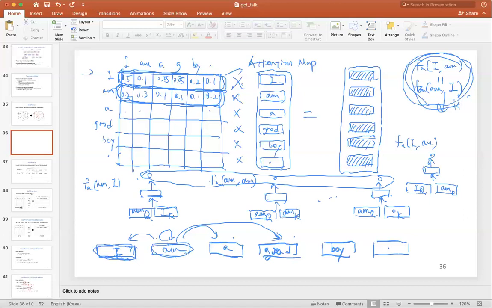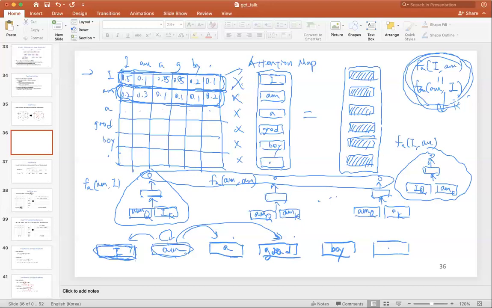So if you do this, you can see that this value here and this value here would be different, because when we were calculating f(i, m), we were using iq and mk to get the scalar value, and this time when calculating f(m, i), you were using mq and ik. So it's a different set of embeddings, a different set of vectors. This way it is more expressive. It doesn't have to be commutative anymore. So that's how you calculate.